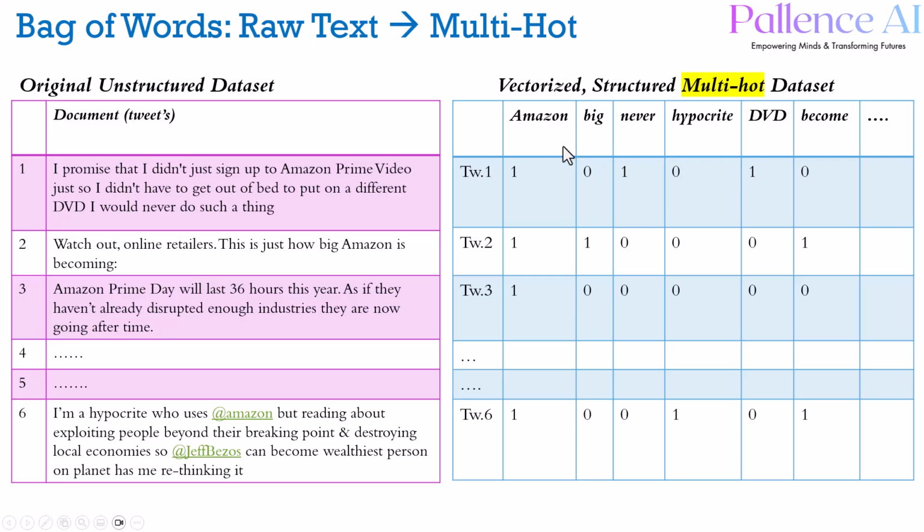So see what you're seeing here. One of the unique words is Amazon, you put here. Maybe big was a unique word, never is a unique word, hypocrite, DVD, become. And as many unique words as you have in your data set, they could all become column names. Okay. So once you have all the unique words as column names, now look at each tweet. In this tweet, is Amazon present? Yes, Amazon is present. So put 1. And then is the word big present in this tweet? No, 0. Is never present? Yes, see, I would never do such a thing. So never is 1. Is hypocrite present in this sentence? No, 0. Is DVD? Yes, so put 1. Become? There is no become here, so put 0.